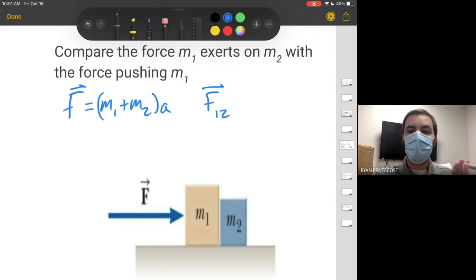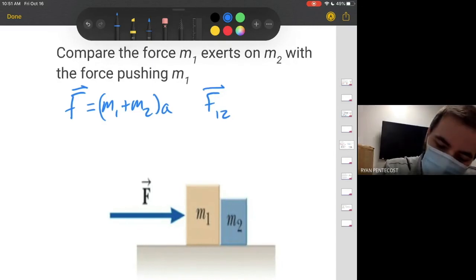I am only pushing with my hand 1 block. It just so happens there is another block on the other side, right? So I'm pushing both masses. But the force that M1 exerts on 2, M1's not having to push itself, right? That is not accounted for in that force. So this is really just pushing M2 times the acceleration.